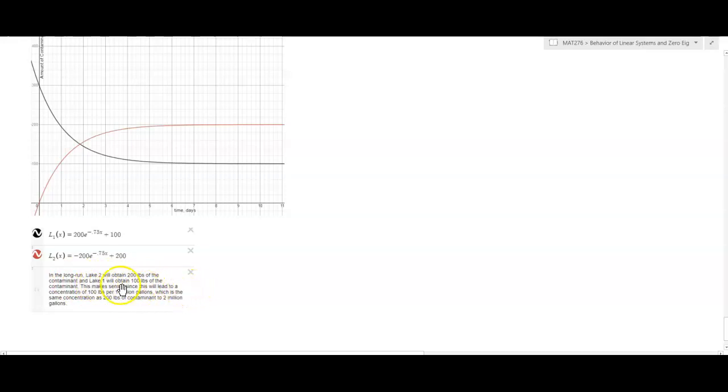This makes sense since this will lead to a concentration of 100 pounds per 1 million gallons, which is the same concentration as 200 pounds of contaminant to 2 million gallons. So 100 to 1 is the same ratio as 200 to 2. So basically these have just become saturated. Both lakes now have the same concentration. There's no other way for that to become distributed. We're going to wrap up this problem to see what the phase plane would look like with the zero eigenvalue.